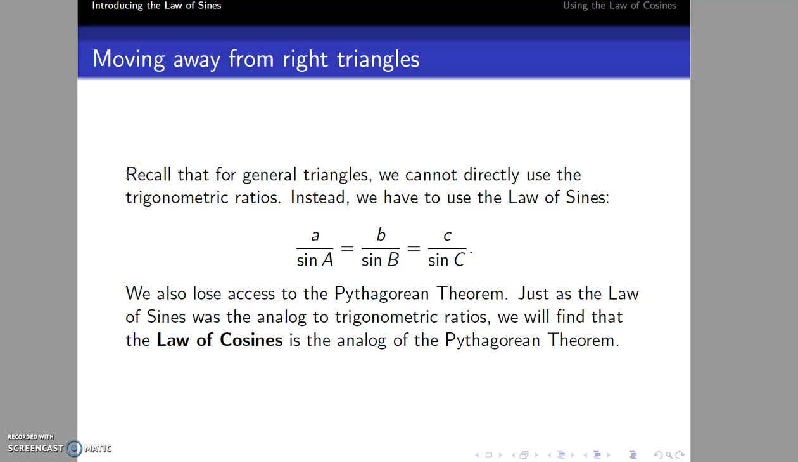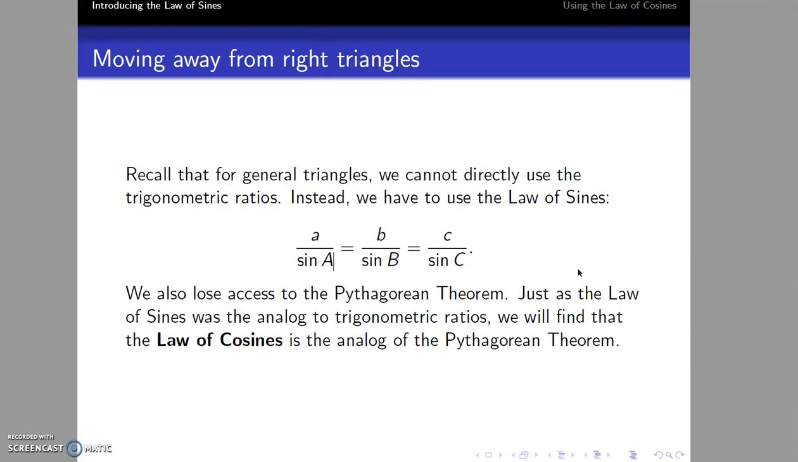So remember the Law of Sines, which said the ratio of each side length to the sine of its opposite angle, for each ratio on the triangle, is always the same. No matter how big the triangle is, the ratio of every side to the sine of the opposite angle stays the same. And that gave us three nice equations.